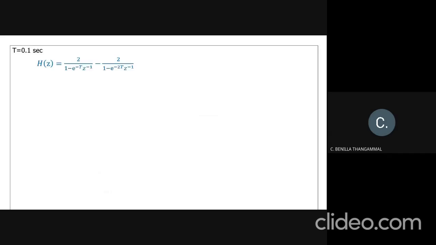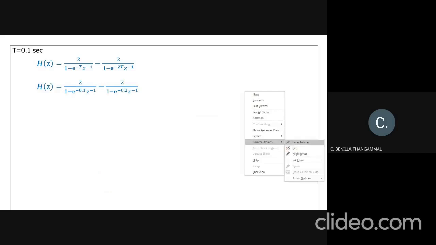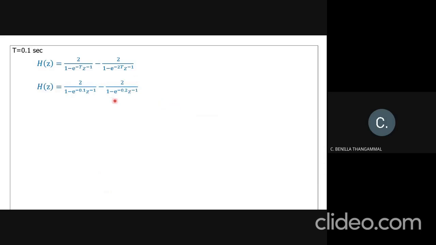So now H of z, with T as 0.1 second, equals 2 divided by 1 minus e power minus 0.1 z power minus 1, minus 2 divided by 1 minus e power minus 0.2 z power minus 1. Use your calculator; the calculator should be in radian mode. So 2 divided by 1 minus 0.9048 z inverse, minus 2 divided by 1 minus, the value of e power minus 0.2, which is 0.8187 z power minus 1. I always recommend taking 4 places after the decimal here.